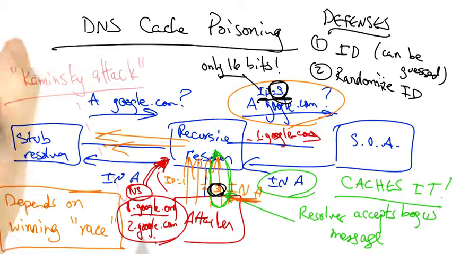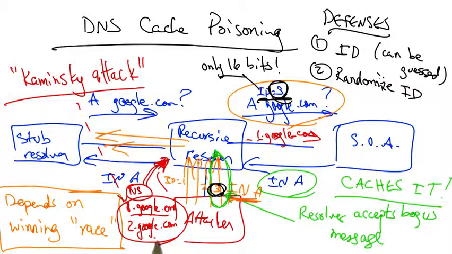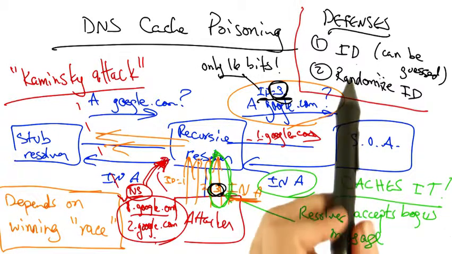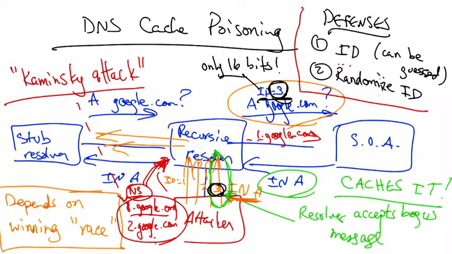This idea of generating a stream of A record queries to generate a bunch of races, and then stuffing the A record responses for each of these with a bogus authoritative NS record for the entire zone, is what's called the Kaminsky attack, after Dan Kaminsky, who discovered the attack. The defenses of picking a query ID and randomizing the ID help, but remember the randomization is only 16 bits. So let's think about other possible defenses.